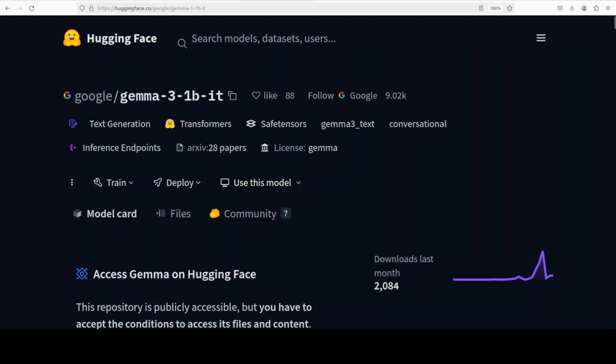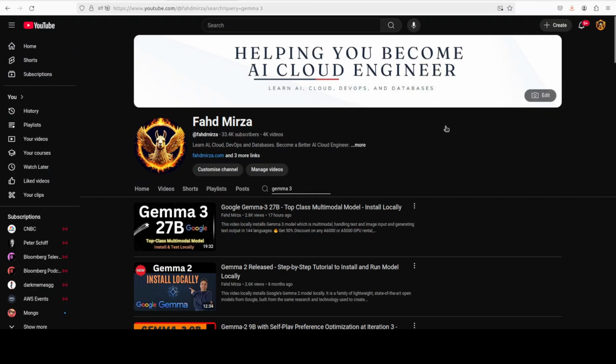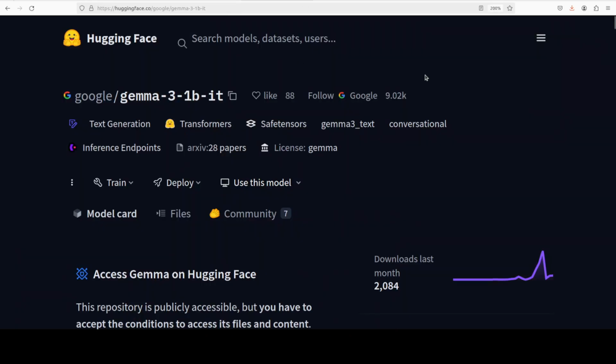Yesterday we covered the Gemma-3 27 billion parameter model on the channel, and after testing it thoroughly we saw that it was one of the best multimodal, multilingual models out there at the moment. In this video we are going to check out this Gemma-3 1 billion instruction tuned model locally and see how it performs on various tests. Before that, let's have a quick look at this model.